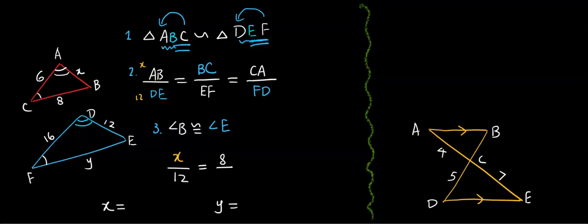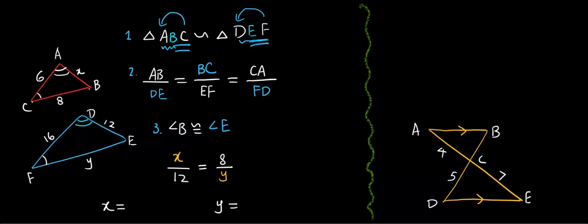Alright, let's look at 8. 8 is for the side BC, so we're going to look at this one. BC is 8. EF is Y, so we're going to put a Y here. Now, we're going to solve for the value of X and the value of Y.